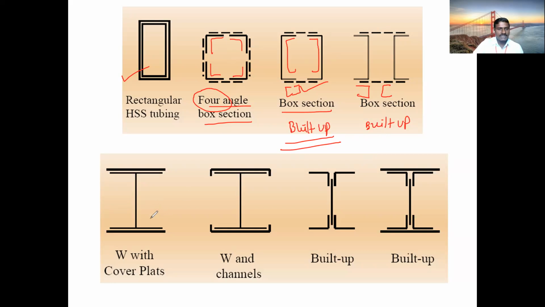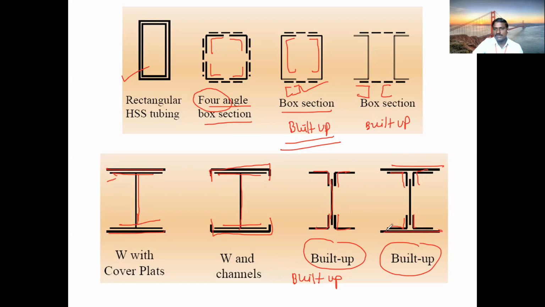We are preparing it. Similarly, W with cover plate, it means this is the I section, and on the I section plates are provided. This is again an I section, on the I section a channel is provided. So such combinations we are using, so we can call it a built-up. So here also this is built-up, this is built-up. So plate is there and angles, 4 angles connected. So 4 angles with top and bottom cover plate. So like this we can make any shape.